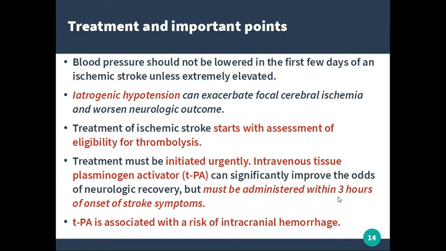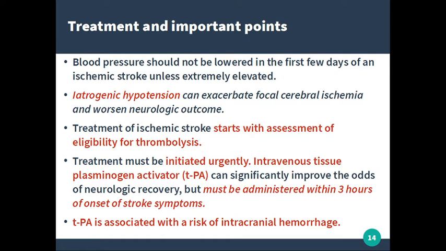Treatment is important, of course. The way in which we treat the stroke can have a big impact on the patient's outcome and prognosis. Usually, strokes might be caused by hypertension, and blood pressure should not be lowered in the first few days of an ischemic stroke unless it is extremely elevated. Why? Because medically induced hypotension by the drugs we give to the patient can exacerbate the focal cerebral ischemia. We can make this ischemia even worse, and worsen the neurological prognosis or outcome.